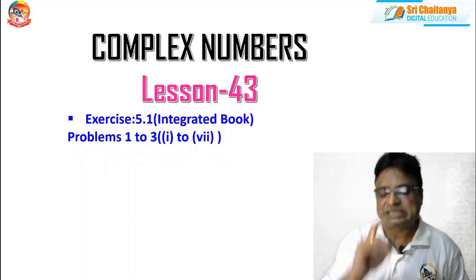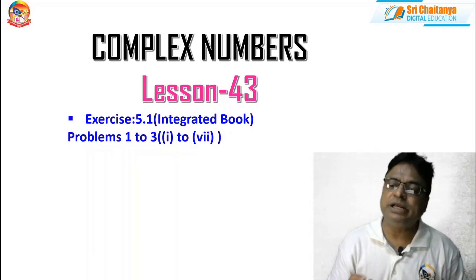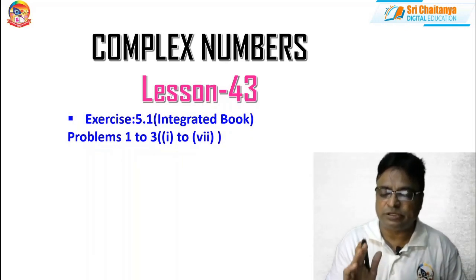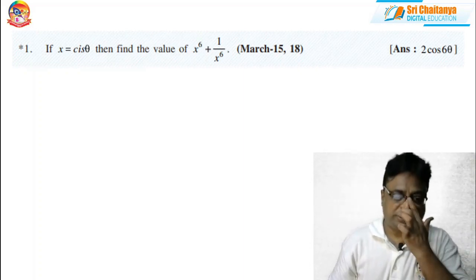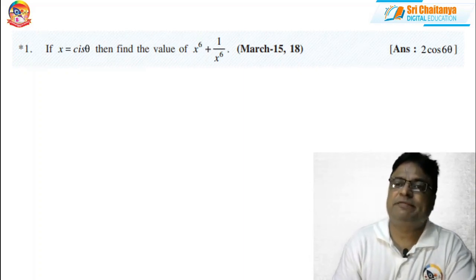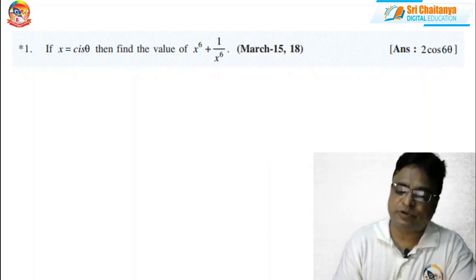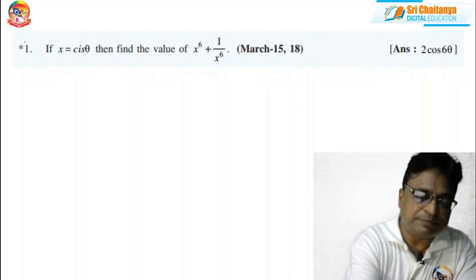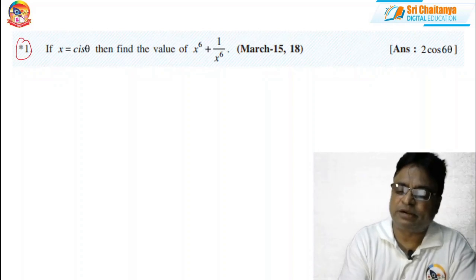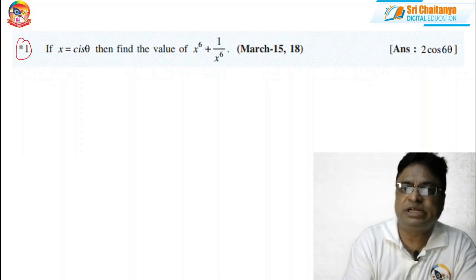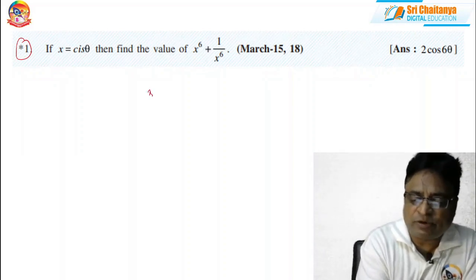This is exercise number 4.1 from the Icon Integrated Textbook. Through this lesson, we are concentrating on problems number 1 to 3. Okay, now see. First question: x is equal to cis theta, then find the value of x power 6 plus 1 by x power 6. Of course, it is important for board examination type of questions, and moreover, it is important for MCET type of examinations. It's very simple.